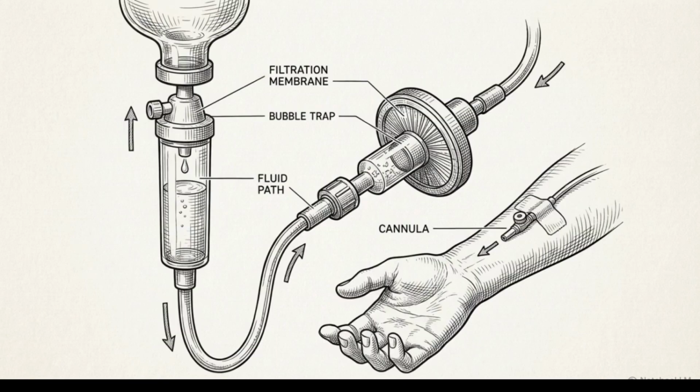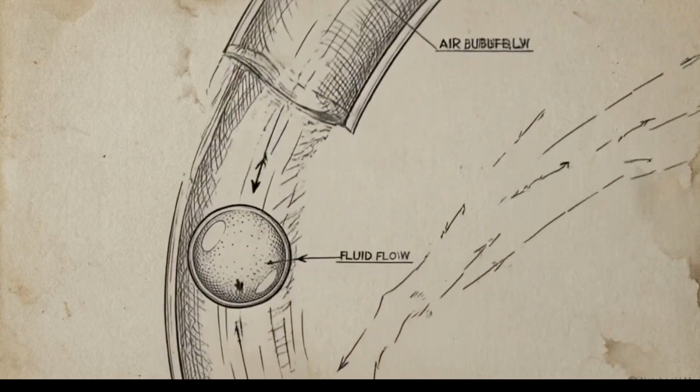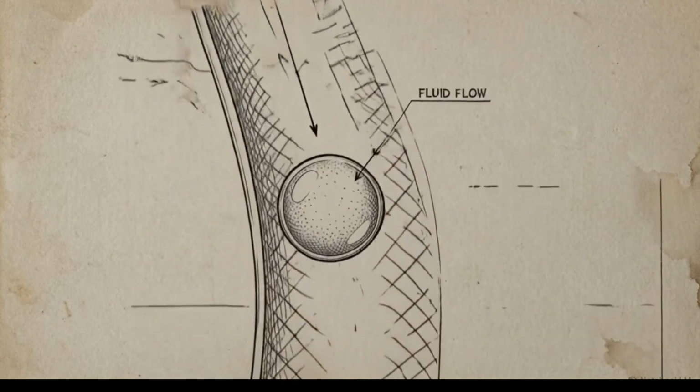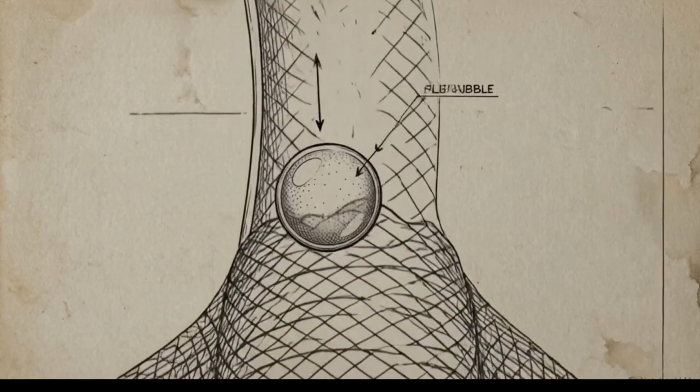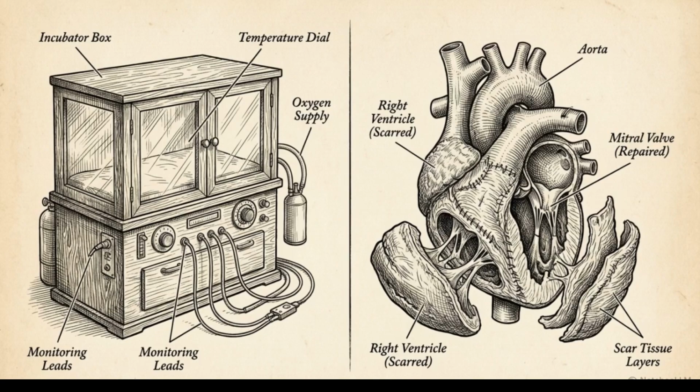Furthermore, any right-to-left shunt requires absolute air entrainment precautions for intravenous lines. A microscopic air bubble that would normally be filtered by the lungs will pass directly into the systemic circulation, risking paradoxical embolus and stroke. In shunt lesions, anesthetic choice directly controls the physical direction of intracardiac blood flow and systemic oxygenation.